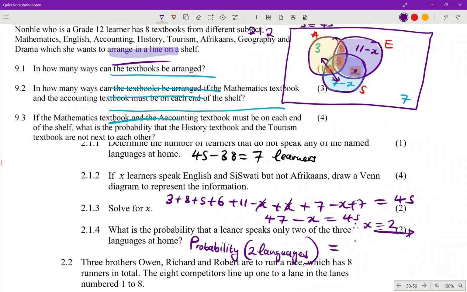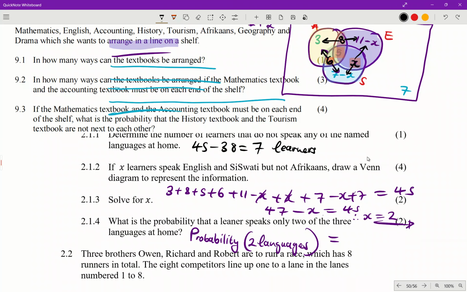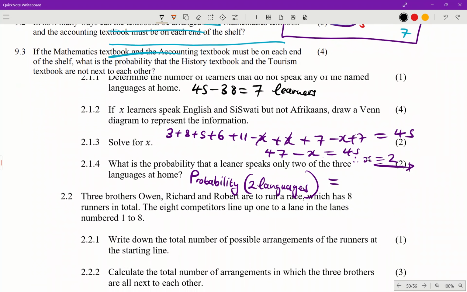So thank you guys for reminding me. It has to be 6, x and 8. Why? He speaks Afrikaans and English. 6, he speaks Afrikaans and Siswati. X speaks English and Siswati. You see, two of the languages, not all of them. This one here, it was a mistake including him. You see? So I'm not gonna include that one there.